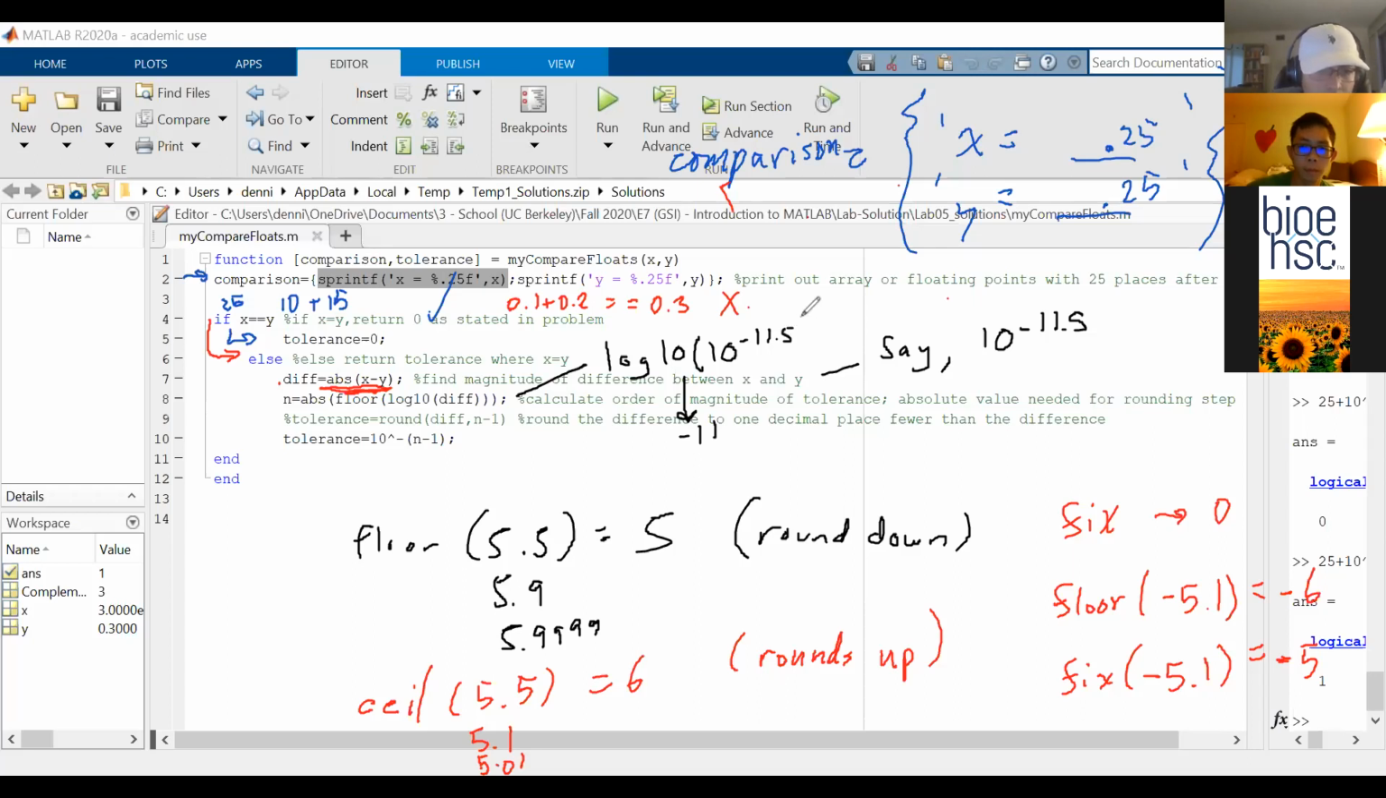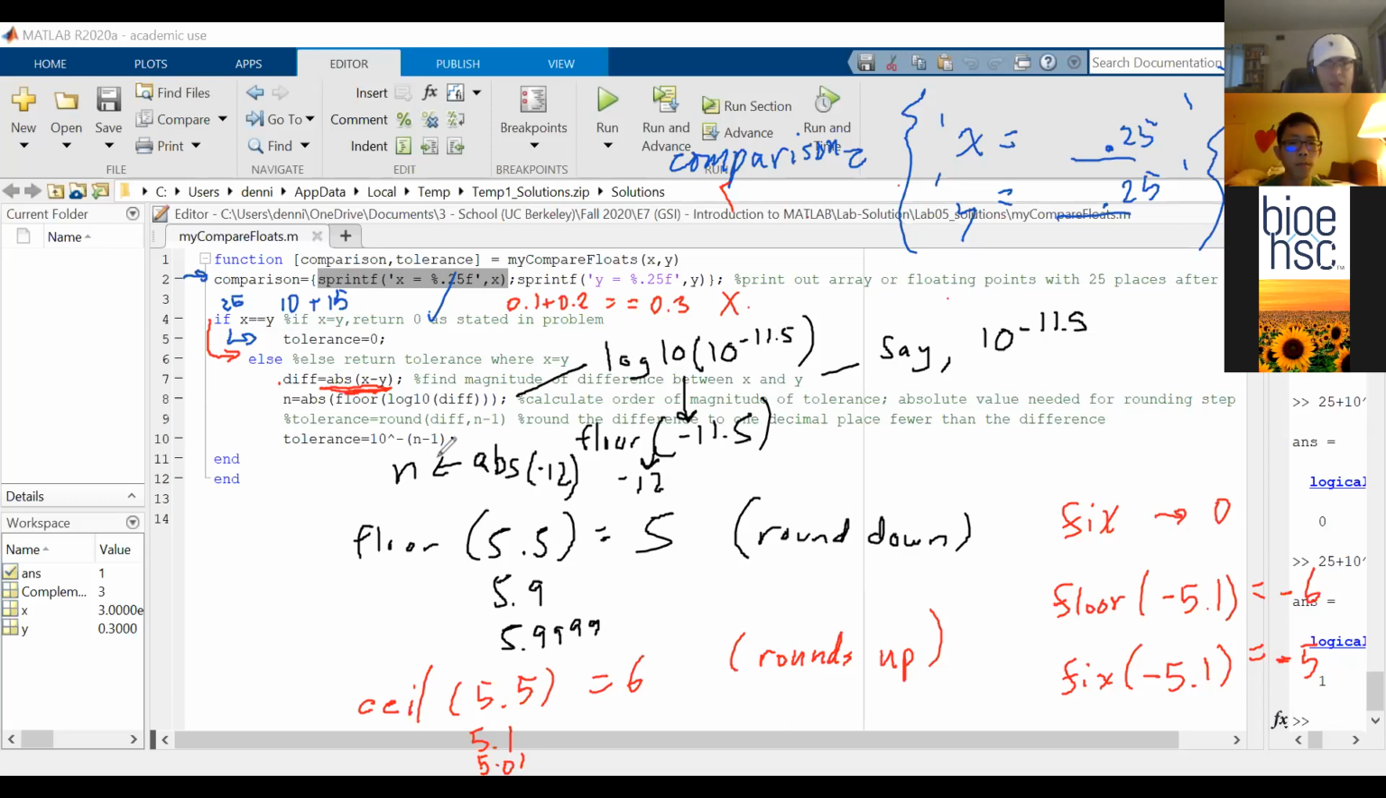But back to the problem. Let me erase some stuff. While you're doing that, I'll also do some stuff up here. Let's say we have a difference of 10 to the negative 11.5. We'll take the log of that. This is how we get the magnitude, negative 11.5. We'll take the next lower number, as Jose was saying, and that becomes negative 12. Lastly, we take the absolute value of that, and that becomes our n. So that's an order of magnitude of the tolerance.